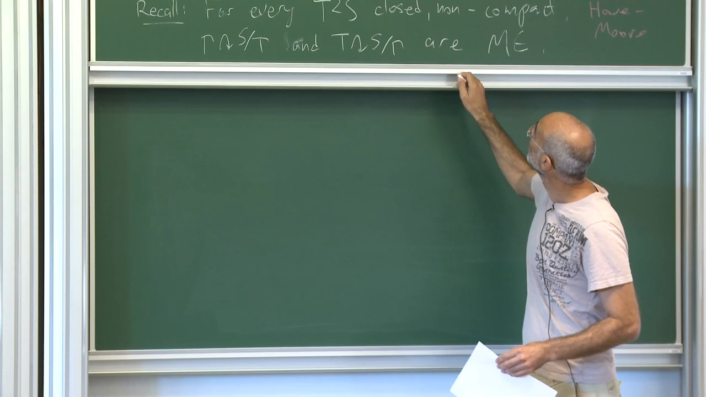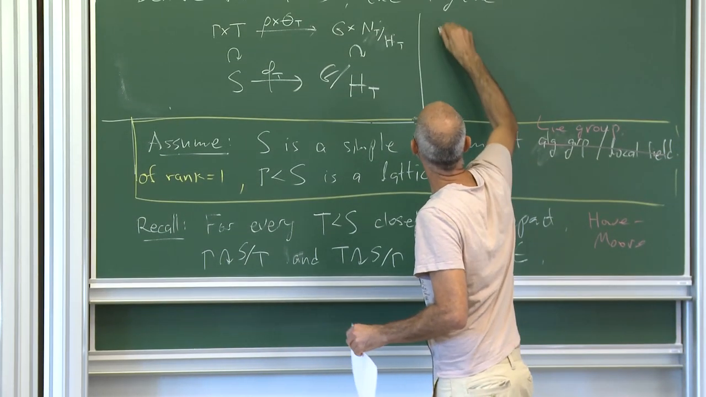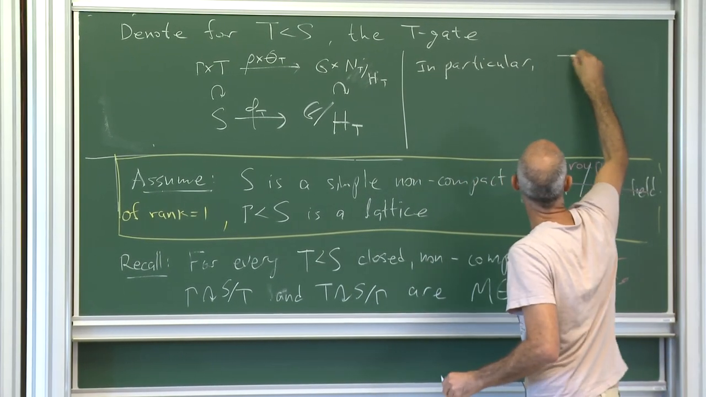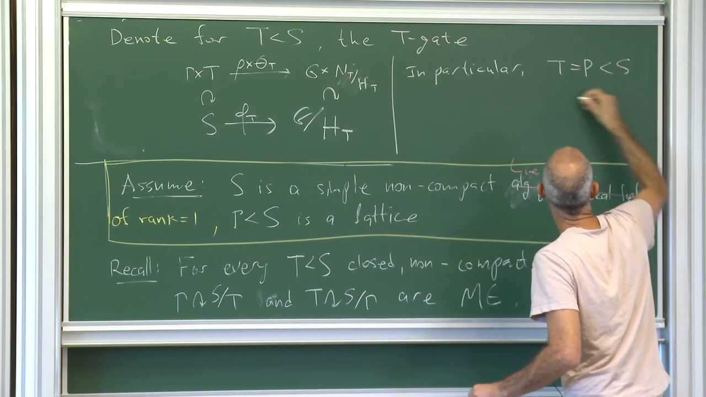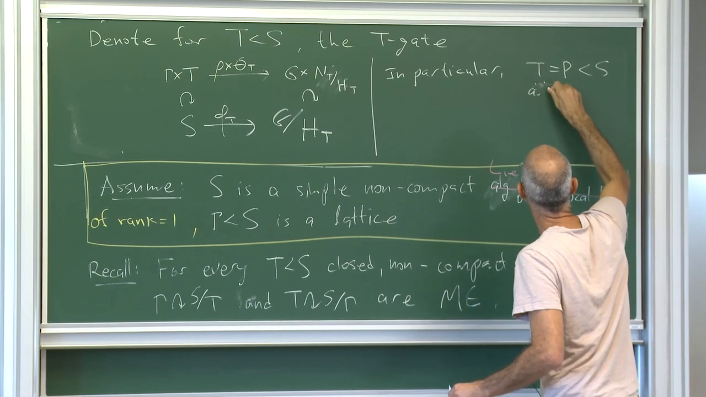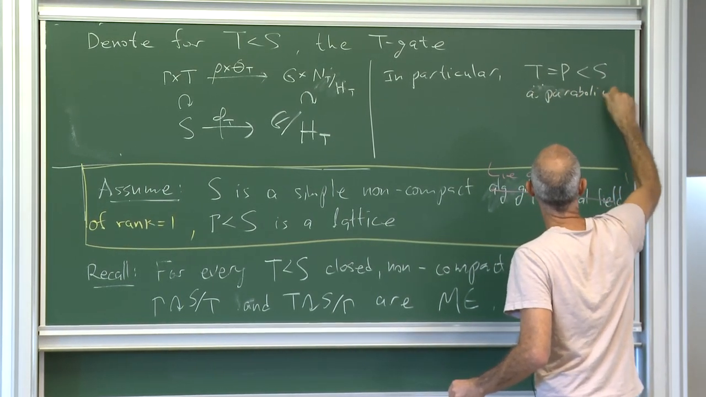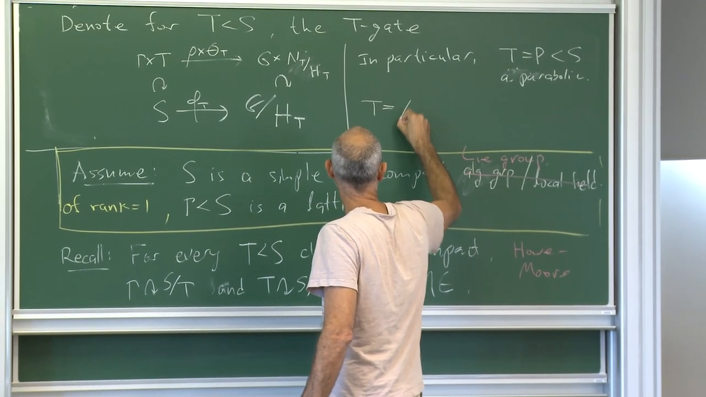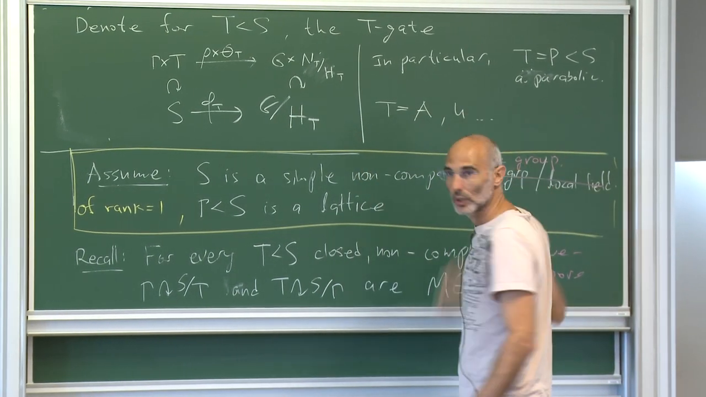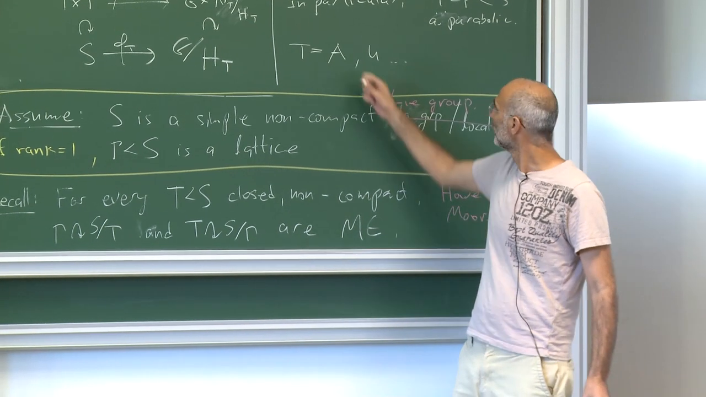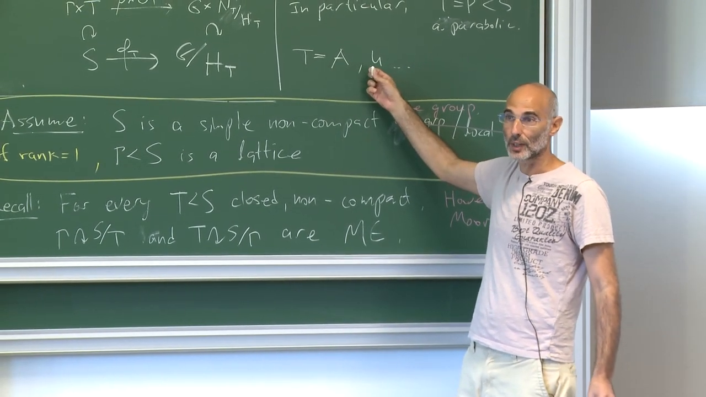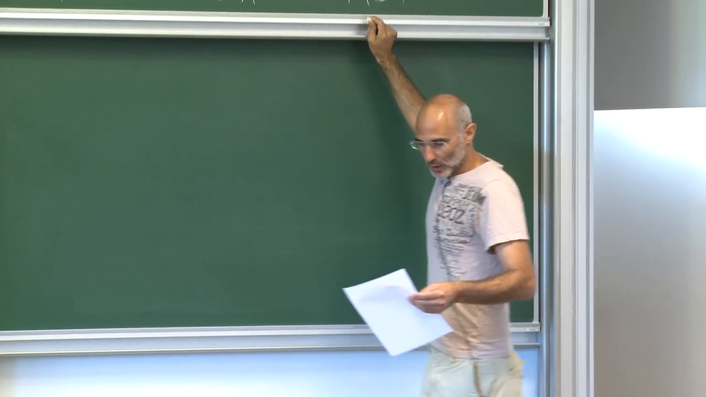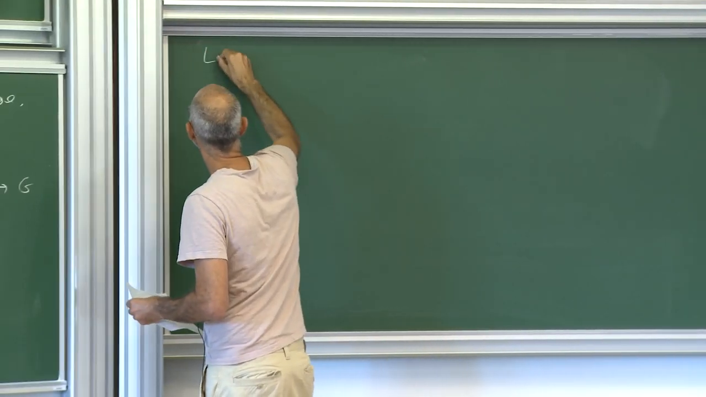And the most prominent T, in particular, I will consider the parabolic, or a parabolic. They are all conjugated. We have only one non-trivial, because I'm assuming rank one. But also I will use T to be A or U, etc. And we understand what those are, right? This is the split torus. This is the maximal unipotent subgroup inside P, etc. Standard notation.